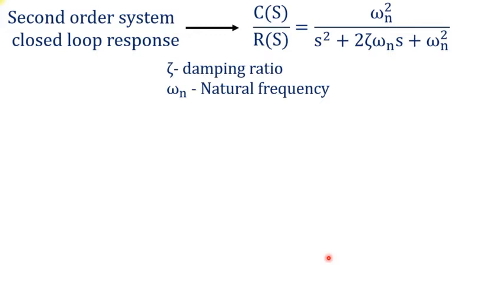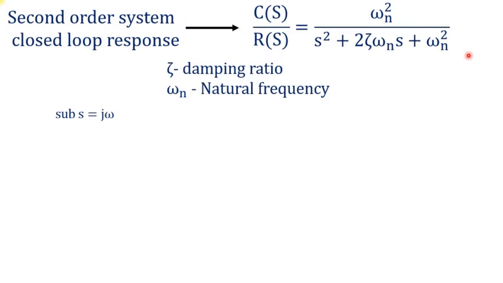If you want to understand the relationship between these two, you need to start from the standard second order closed loop response. C of s divided by R of s is equal to omega n square divided by s square plus 2 eta omega n s plus omega n square. We are assuming that every system is a second order system, which means every system has minimum order 2, so we are starting from the standard second order system response equation.